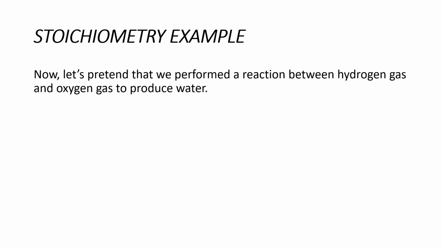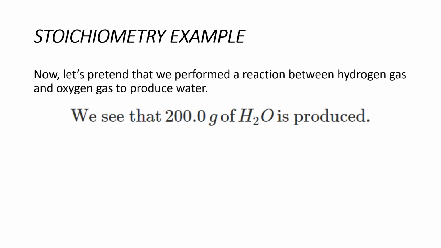Now, let's pretend that we performed a reaction. So instead of just doing theoretical, we actually performed a reaction between hydrogen gas and oxygen gas to produce water. Now, we are given that 200.0 grams of water is produced. And we're like, hey, it did say that we should get 223 point, I believe it was 2 or 4. It was one of those. But why is it only saying we have 200?